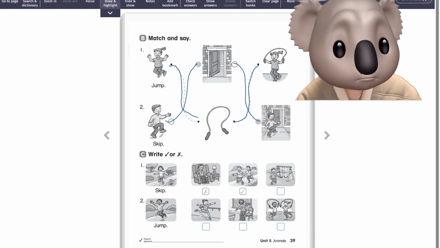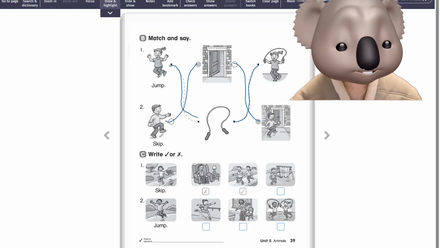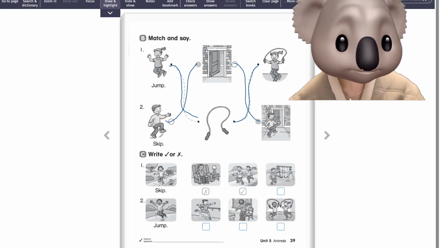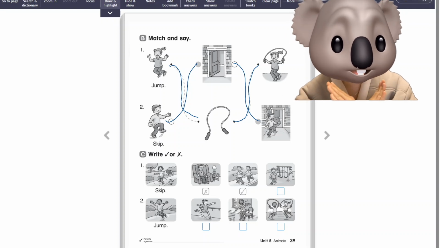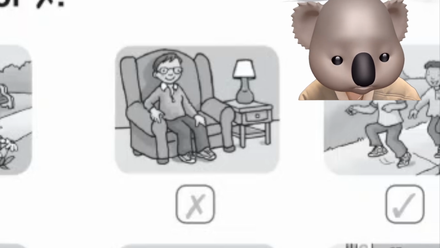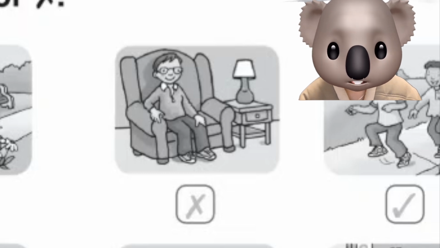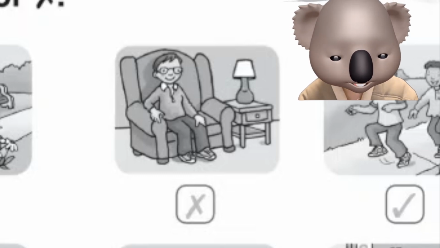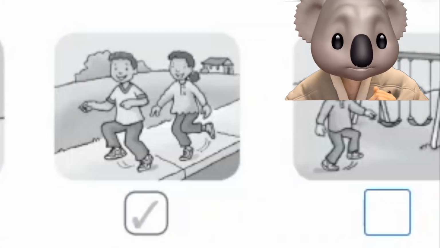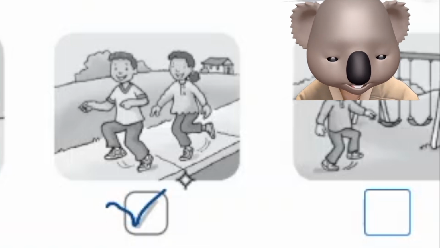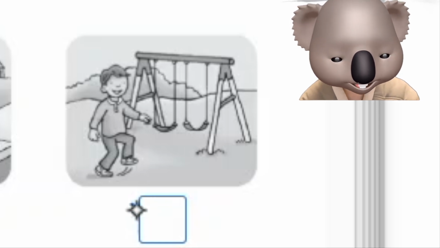In part C, we're going to write a check or an X. In number 1, we need to find all the pictures for skip. If we see a picture of skip, we need to write a check. 근데 skip 사진 아니면 X. Ready? In the first picture, this man is sitting down. Sitting down 하고 있으면 skip을 못하지? 그러면 X. In the second picture, we see 2 people dung, du, dung, du, dung, skipping. So we'll draw a check. In the last picture, he's skipping. So we'll draw a check.